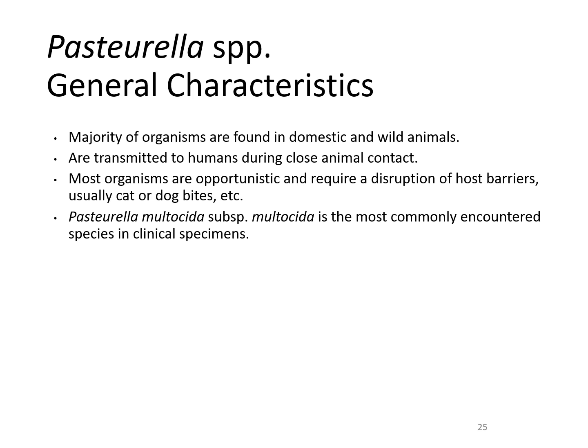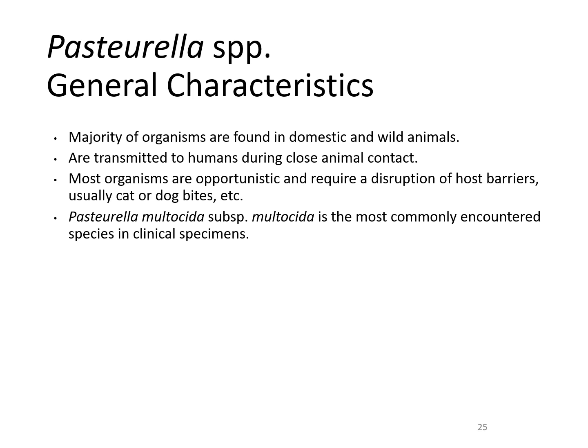Pasteurella species are found within your domestic and wild animals, and they're usually transmitted to humans through some sort of close contact with the animal that is carrying this organism. These organisms are opportunistic, and so they require some sort of disruption to the host barrier, like a break in the skin, in order to infect the host. This might be something like a cat bite or dog bite.